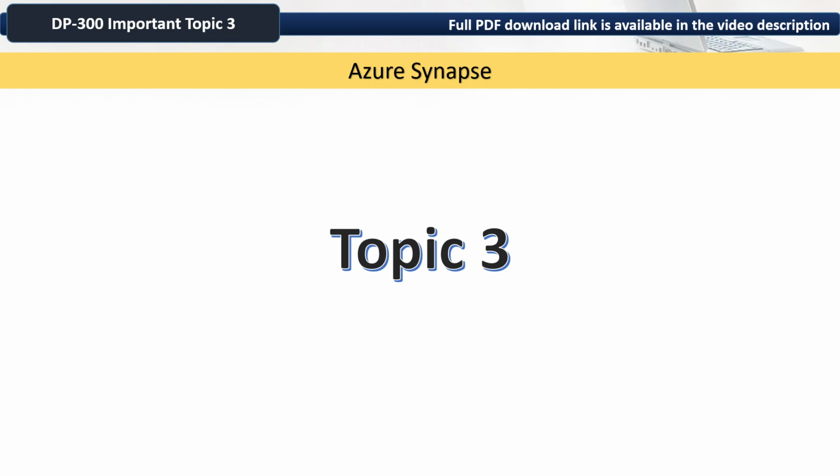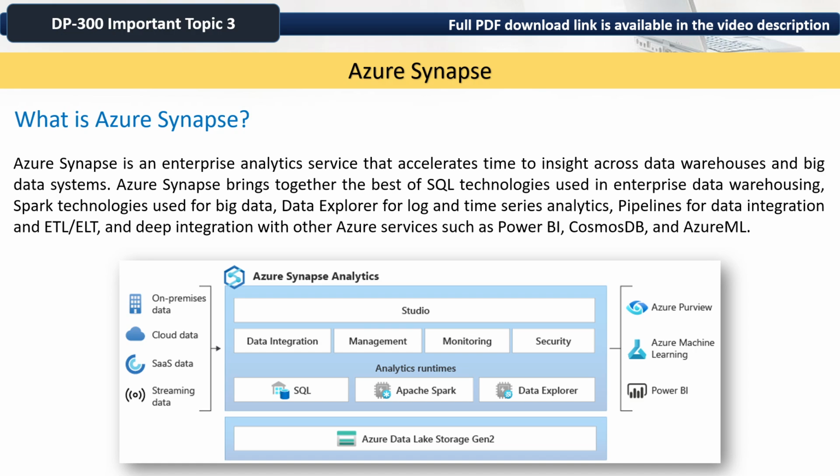To the next topic, Azure Synapse. What is Azure Synapse? It is an enterprise analytics service that accelerates time to insight across data warehouses and big data systems. Azure Synapse brings together the best of SQL technologies used in enterprise data warehousing, Spark technologies used for big data, Data Explorer for log and time series analytics, pipelines for data integration and ETL/ELT, and deep integration with other Azure services such as Power BI, Cosmos DB, and Azure ML.